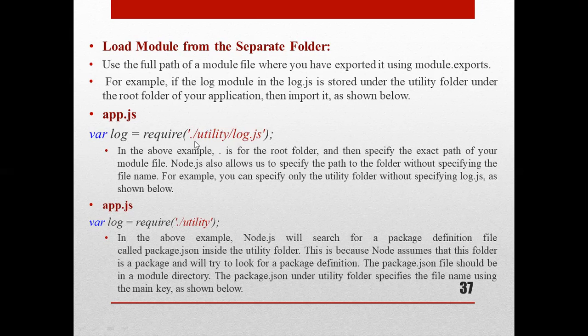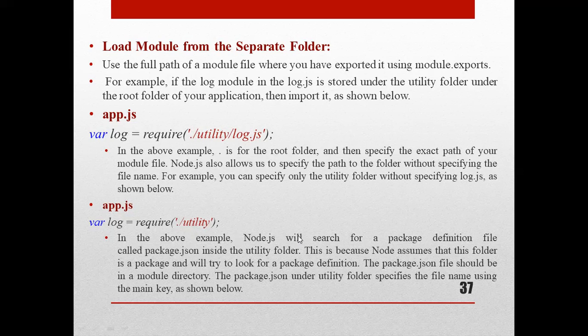Instead of specifying the module name, we can also directly specify the folder. Here you can see var log equals require of the folder name with the root directory. In this example, Node.js will search for a package definition file called package.json inside the utility folder. For example, there is one folder; under that folder it will search for that package.json file.